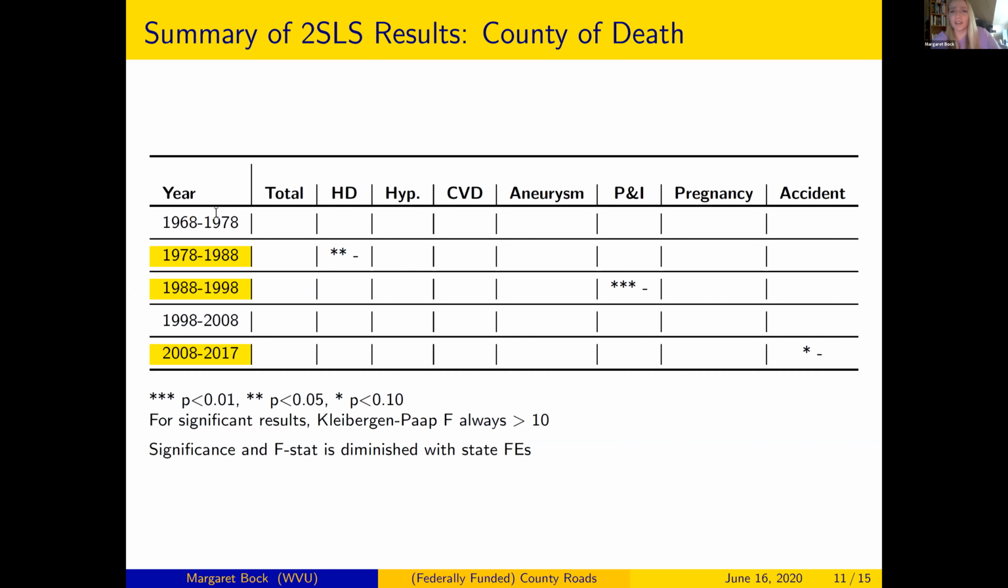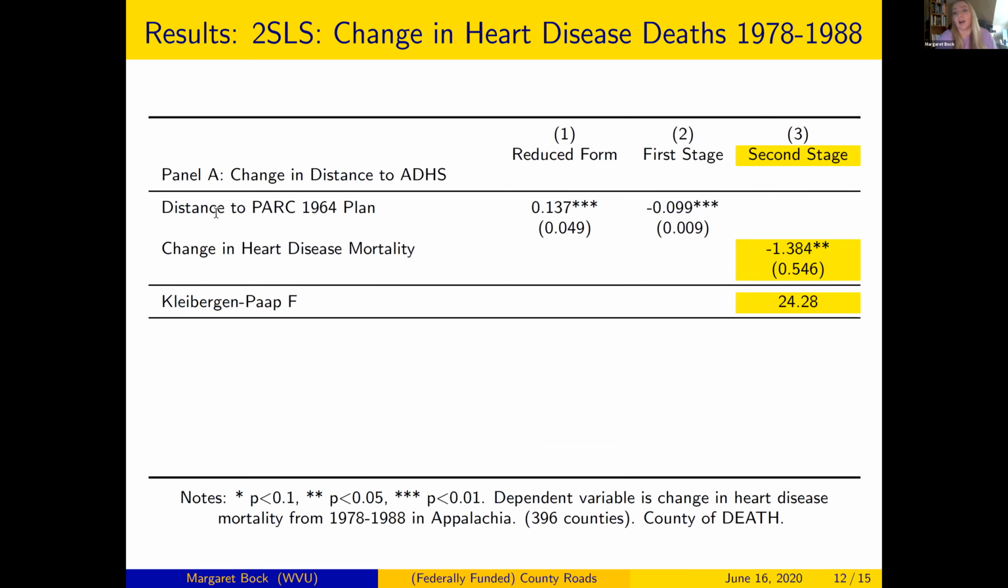So I'll show you a little more detail of the heart disease result that I'm finding from 1978 to 1988. We can see here that my F-stat, like I mentioned, is above 10, which is usually a signal that the instrument is relevant. And we can see a significant negative coefficient for the second stage result, which again means that as a county gets closer to an ADHS segment in this 10-year period, there was a significant reduction in heart disease mortality in the same 10-year period.